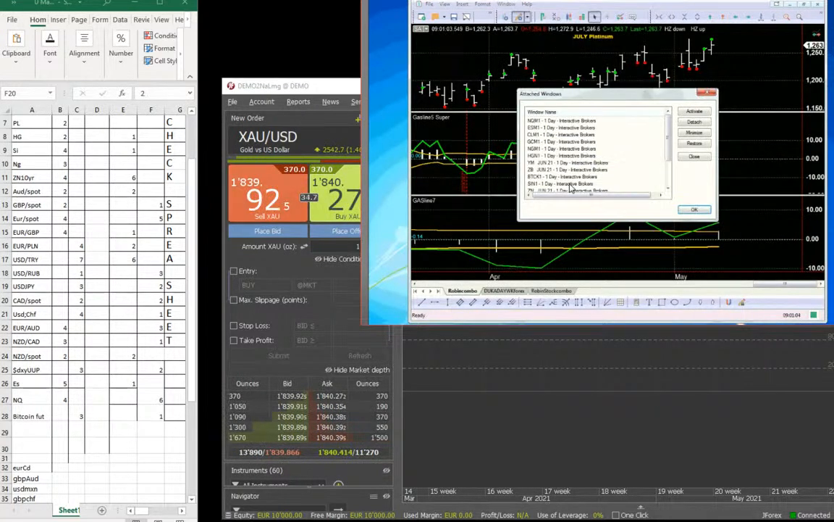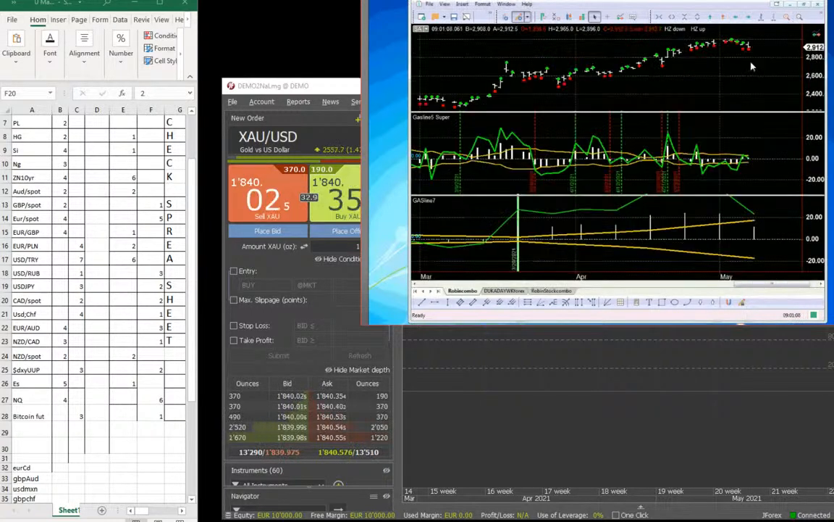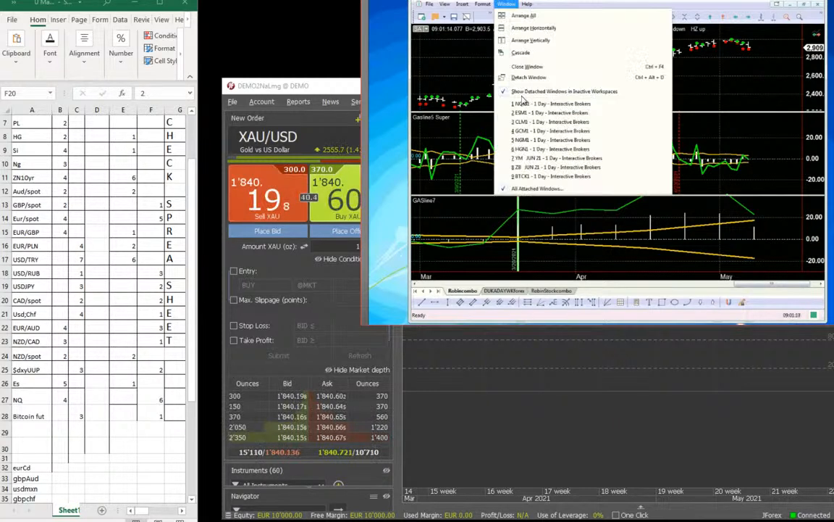Now let's check out the palladium. That's what we thought, that we were going to see this type of action. Come back down to these lows in here. It's inching its way down again.